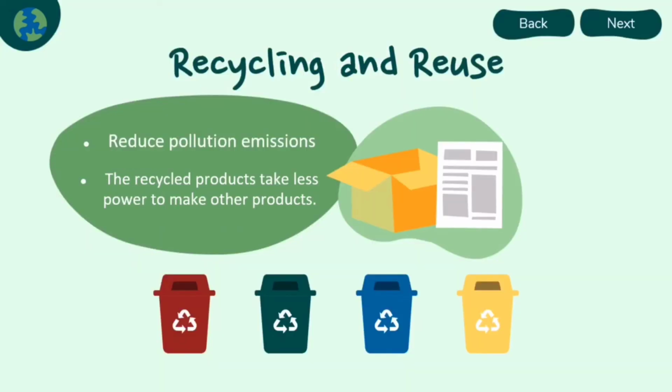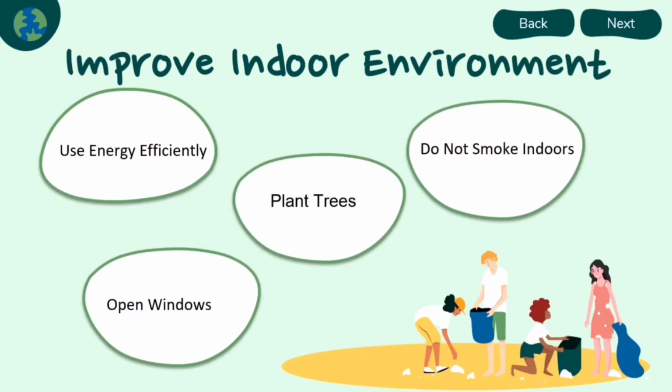The third one is recycling and reuse. Recycling is helpful for air pollution as it helps in reducing pollution emissions. Recycling helps to reduce the pollution caused by the extraction and processing of raw material. Also, when products are made using recovered rather than raw material, less energy is used during manufacturing and fewer pollutants are emitted. Here are a few ways to ensure that the air quality in our home is good.